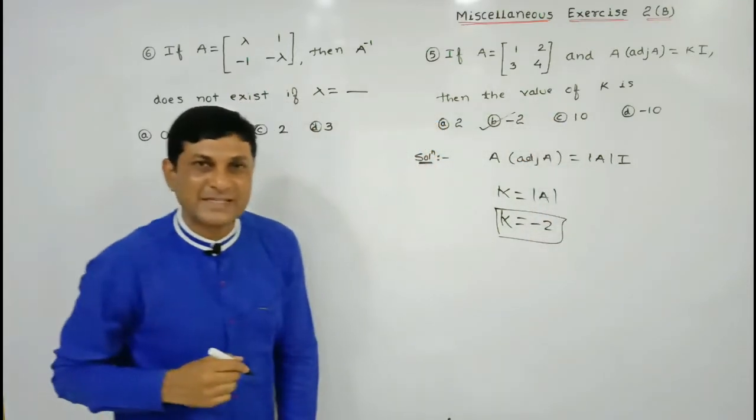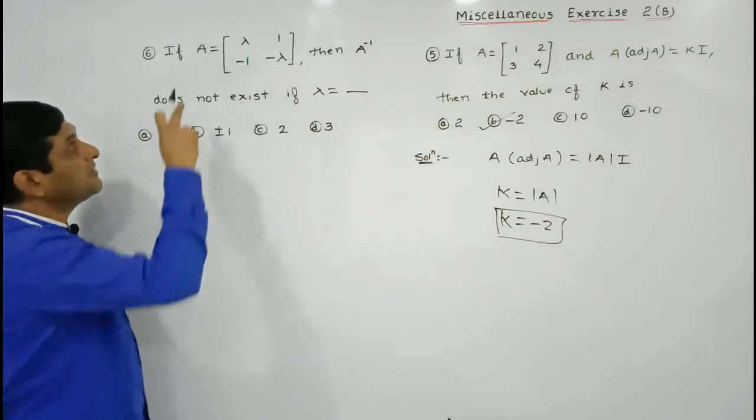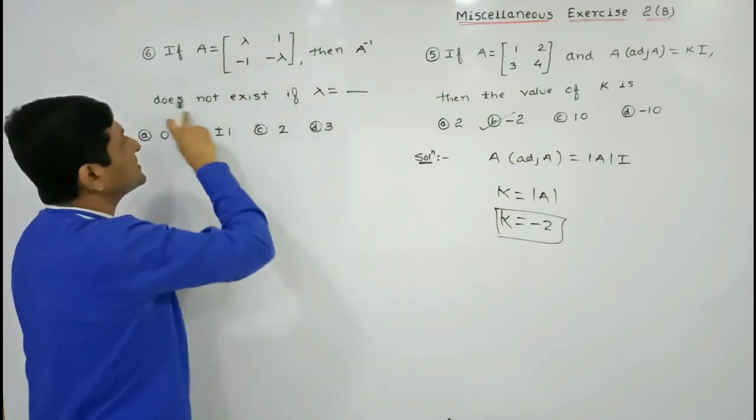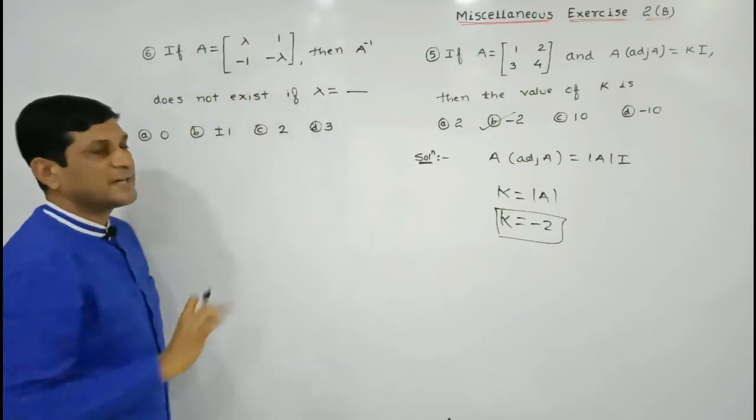Now observe the next example. In this next example one matrix A is given to us and then A inverse does not exist, means inverse of this matrix does not exist.